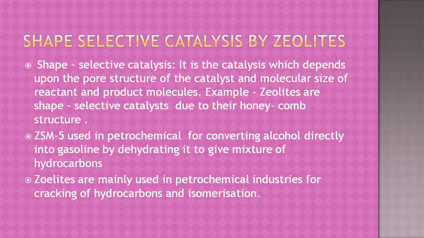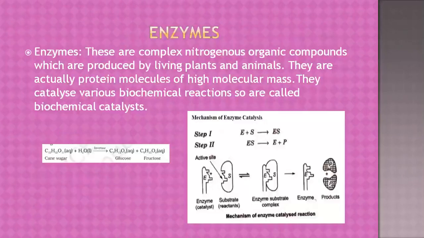Actually, the zeolites are aluminosilicates with a three-dimensional network of silicates in which some silicon atoms are replaced by aluminium atoms, giving an aluminosilicate framework. These zeolites are very important. They are used in the petrochemical industry for converting alcohol directly into gasoline by dehydrating it to give a mixture of hydrocarbons. Zeolites are mainly used in petrochemical industries for the cracking of hydrocarbons and isomerisation.